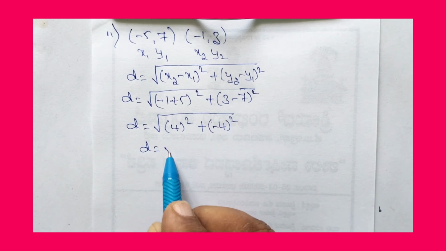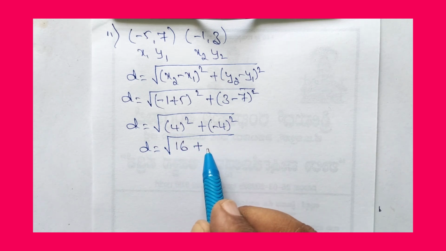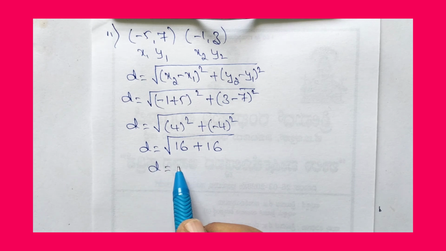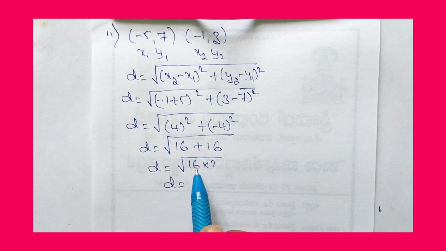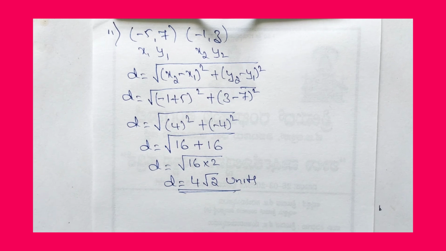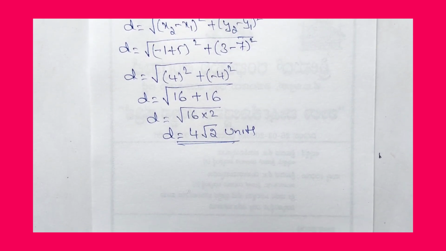So d is equal to square root of 4 square becomes 16 and minus 4 into minus 4 becomes 16. 4 4s, minus into minus become plus, 4 4s are 16. So d is equal to square root of 16, how many times? 2 times. So d is equal to square root of 16 is 4, root 2 units. So this is the distance between the 2 points. Therefore the distance between 2 points is 4 root 2 units. So now let us solve question number 3.